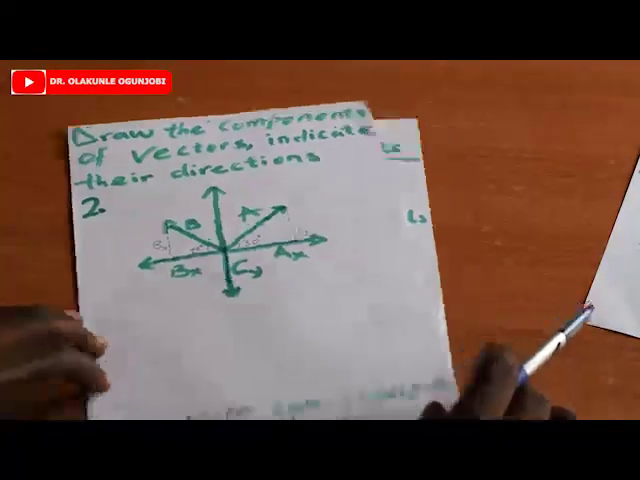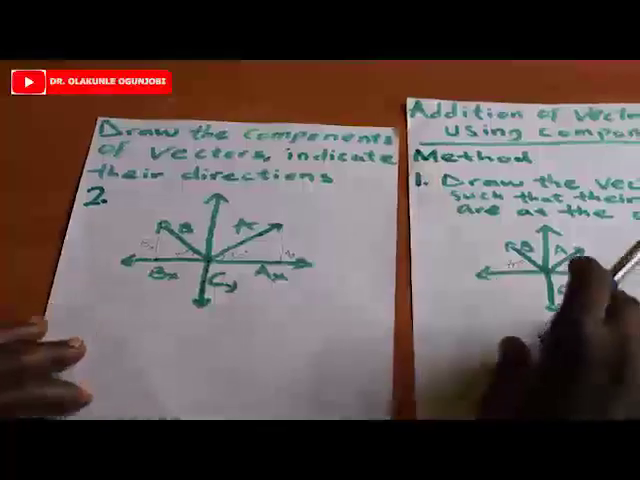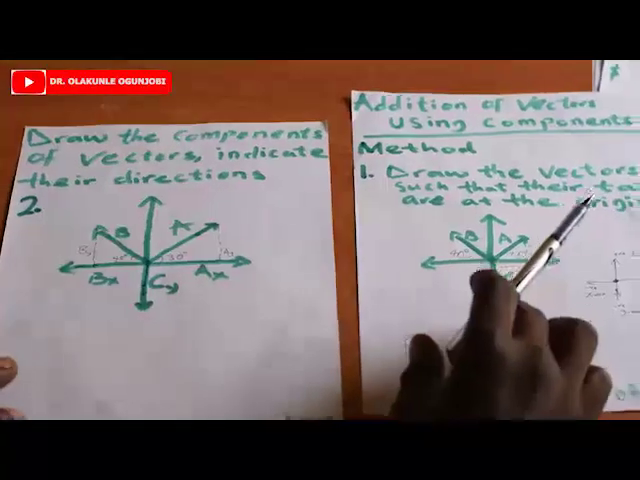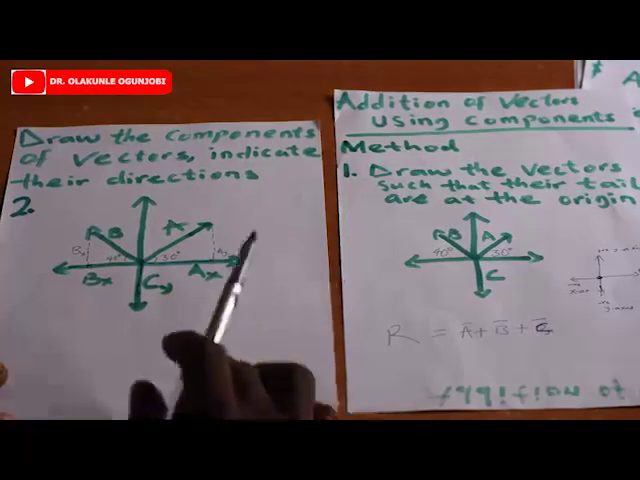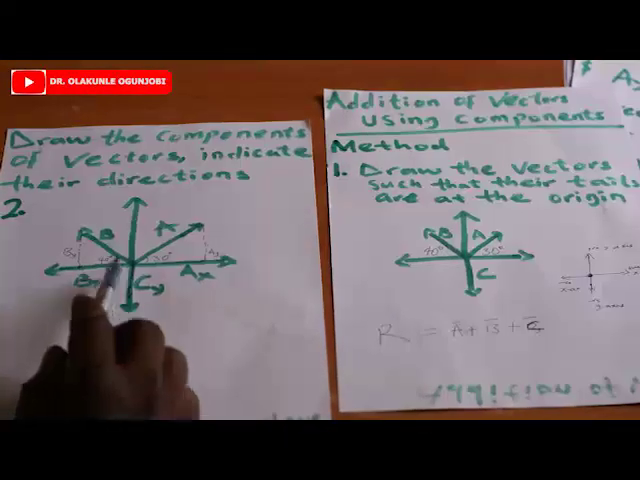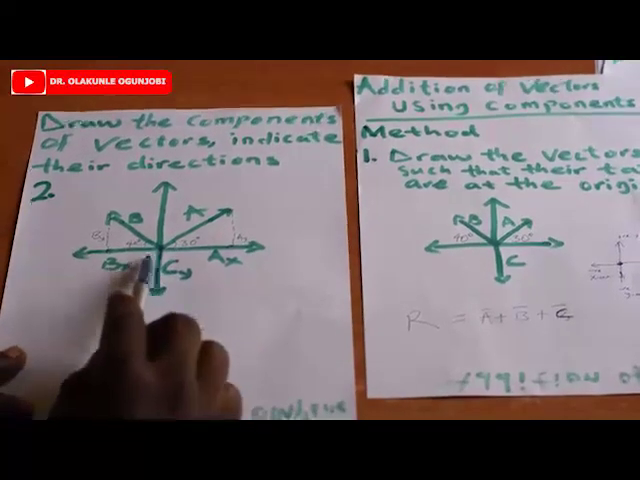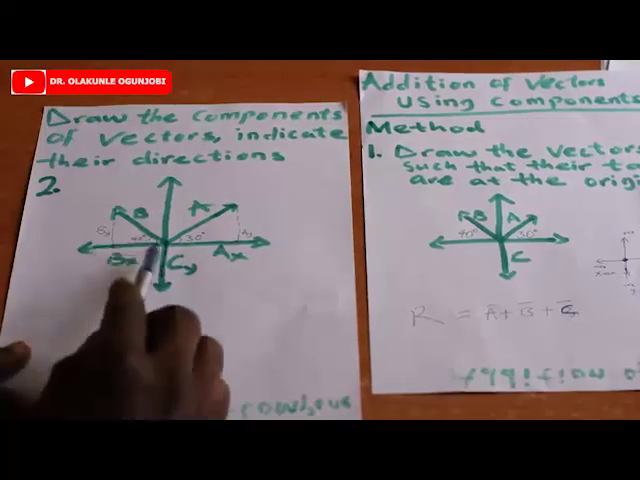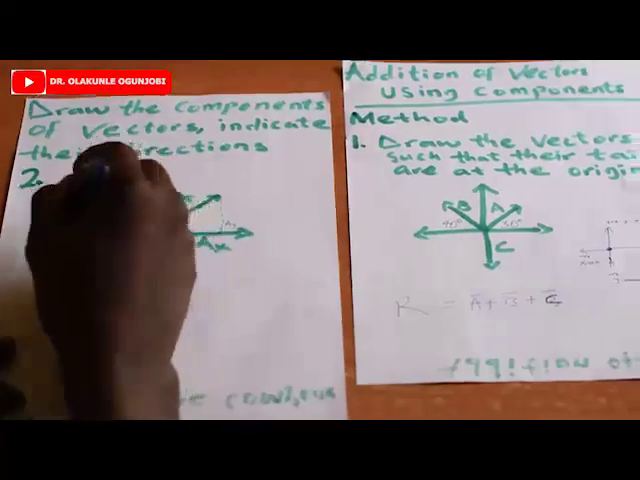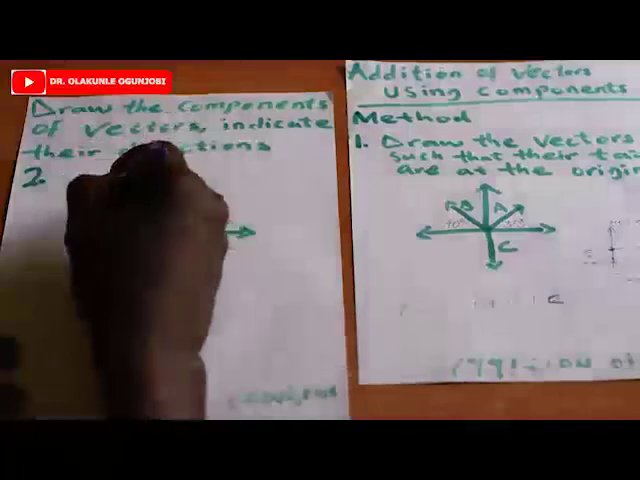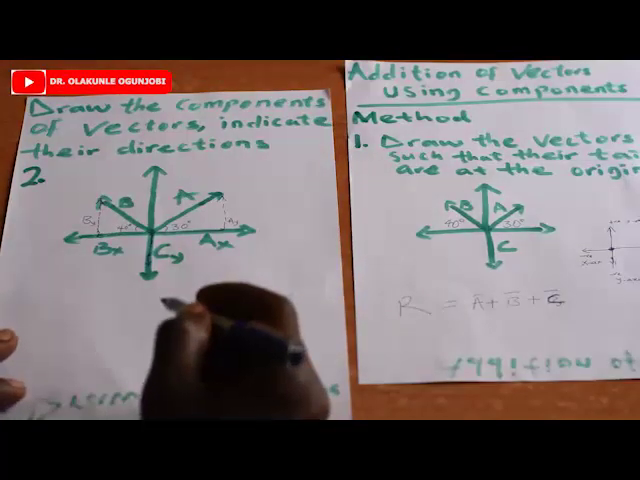Once you are done drawing the vectors such that their tails are at the origin, then you should indicate their direction. This is the same one repeated here, but in this case we are now indicating the directions. You can see the direction that this one is going. This one is going this direction. This is going that direction.